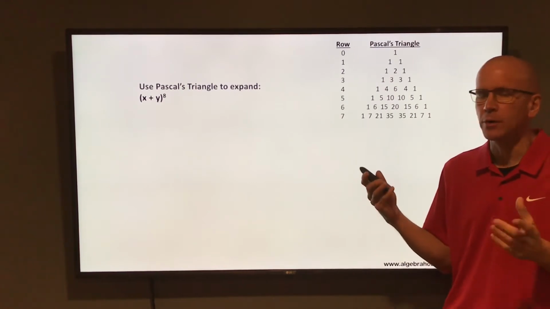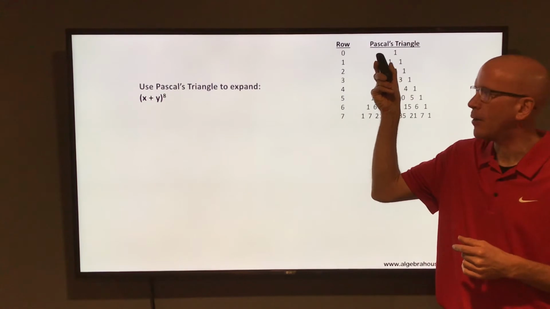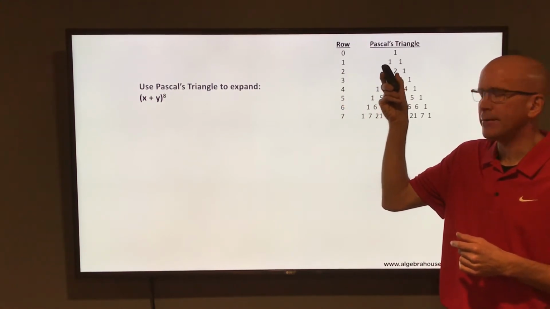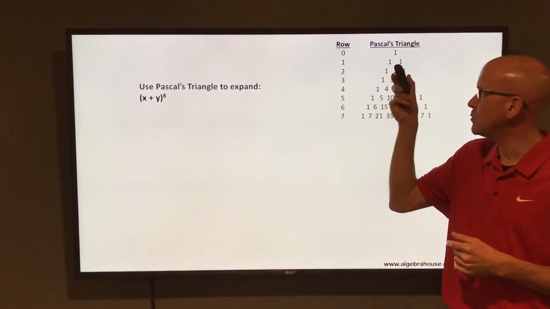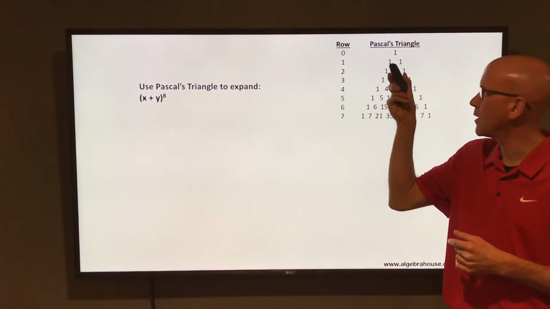To create the triangle, real simple. You start with the 1 at the top. That's taking the binomial to the 0 power. Then the binomial to the 1st power would have coefficients of 1 and 1. And then you just add in between. You always have a 1 on the end, and you add the row above. 1 and 1 is 2.